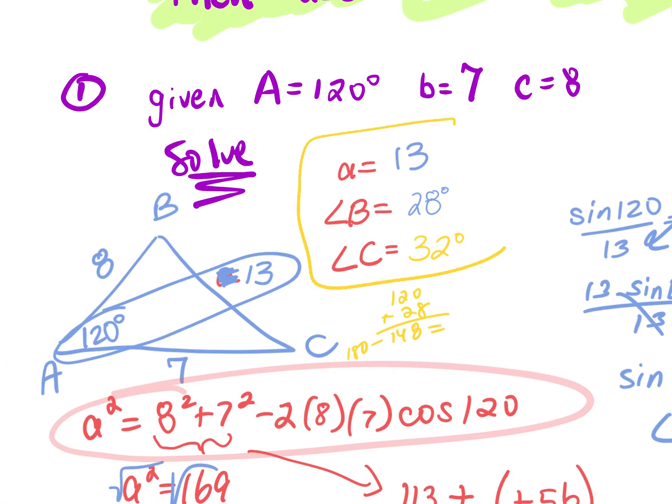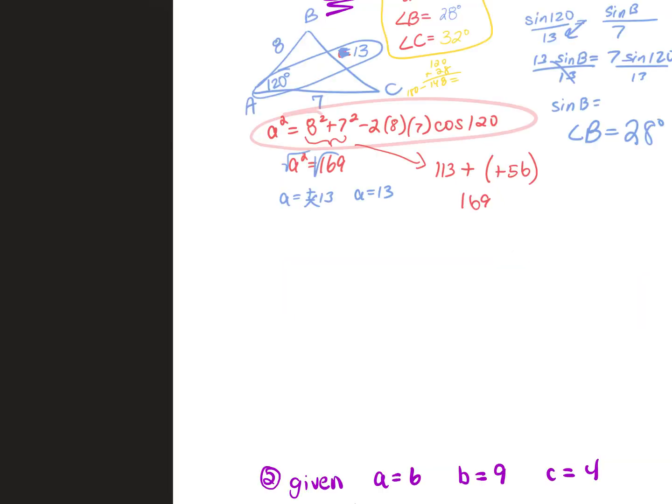So now let's check. Let's just make sure. The biggest angle is A, correct? Is that across from the longest side? Yes, 13 is bigger than 7 and 8. The smallest angle is what? B. Is that across from the smallest side? Yeah. Yep, so you guys are good. Good job. All right, let's do this example.